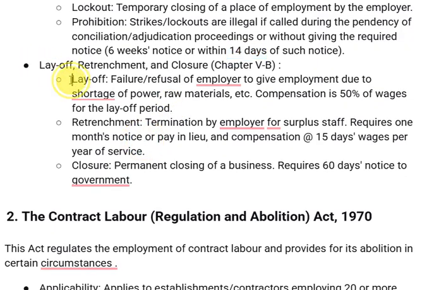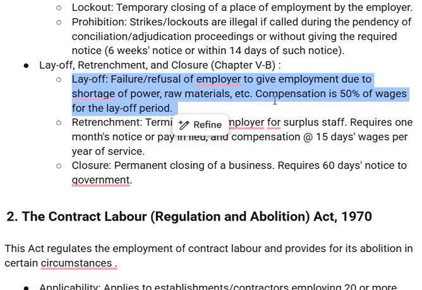What is layoff? Layoff means refusal of the employer to give employment due to shortage of power or raw material, or due to similar kind of work. And here only 50% of the regular wages are to be paid. What is layoff? When a worker goes to an employer for a job, the employer says, no, we don't have work today. We have shortage of power, we have shortage of raw material, the factory is closed. In this kind of situation, the worker is paid only 50% of the wages and asked not to come. This is called layoff, right?